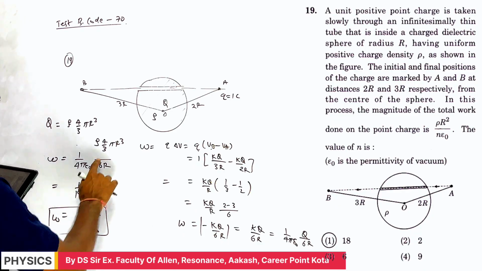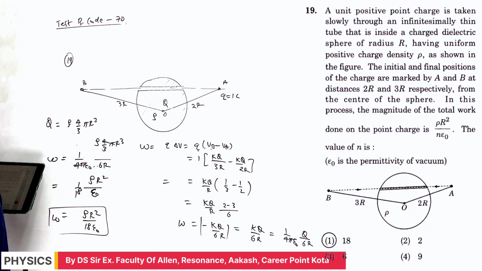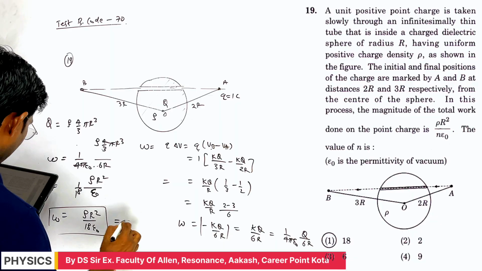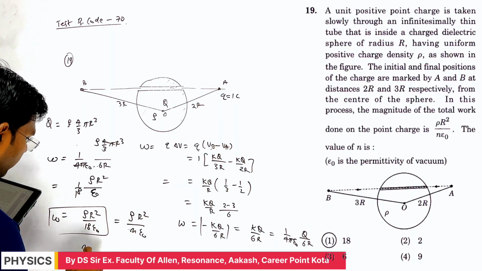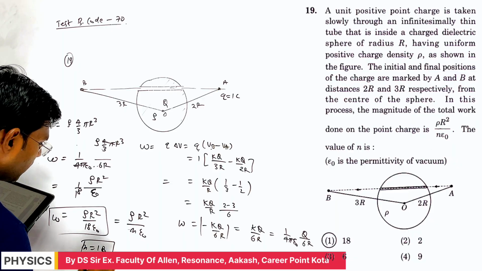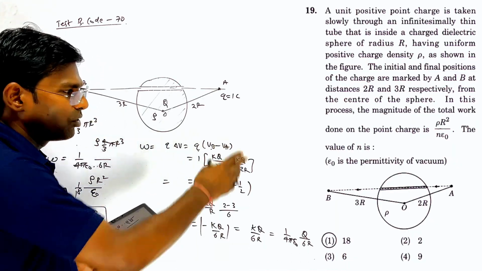And this is the 18. 4 pi will cancel out, 6 3s just 18. So the first option is the correct option because you have to compare with rho r square upon n epsilon naught. So the value of n is 18 and option number 1 is the correct option. If you have done the question correctly, write your comment.